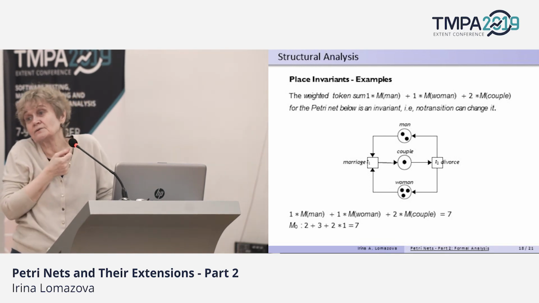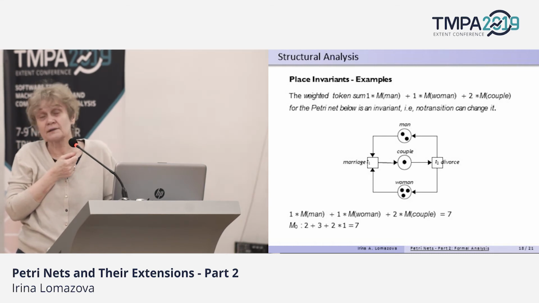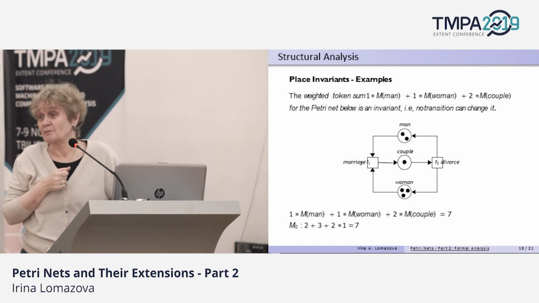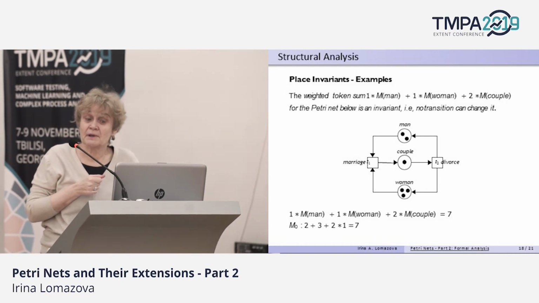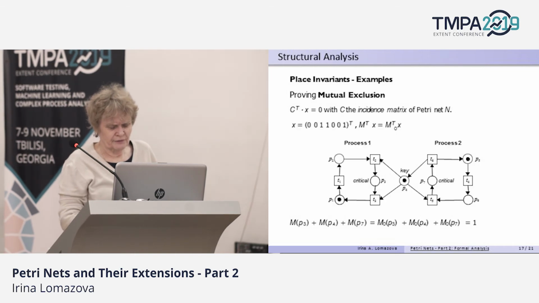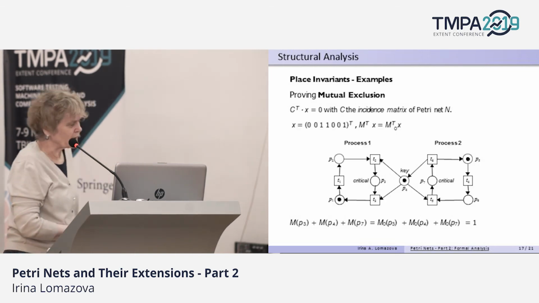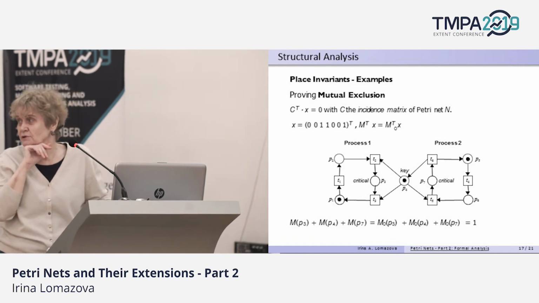That means that it will be 7 for all reachable markings. And of course, this is a nice picture to demonstrate it, but such invariance may be really helpful for important things. Like here, you see this is a Petri net for mutual exclusion.